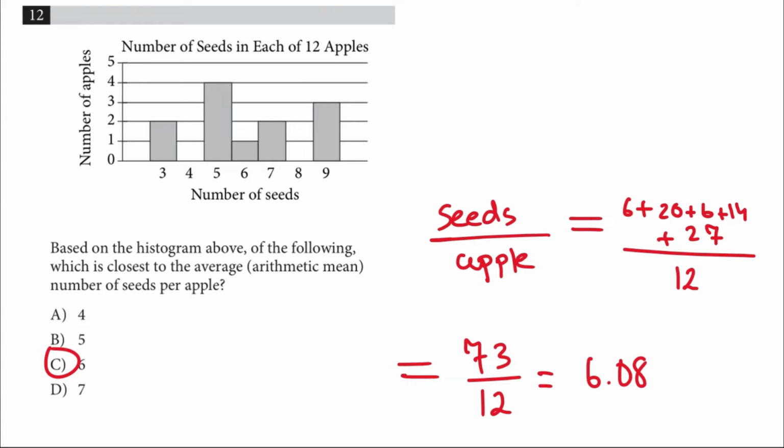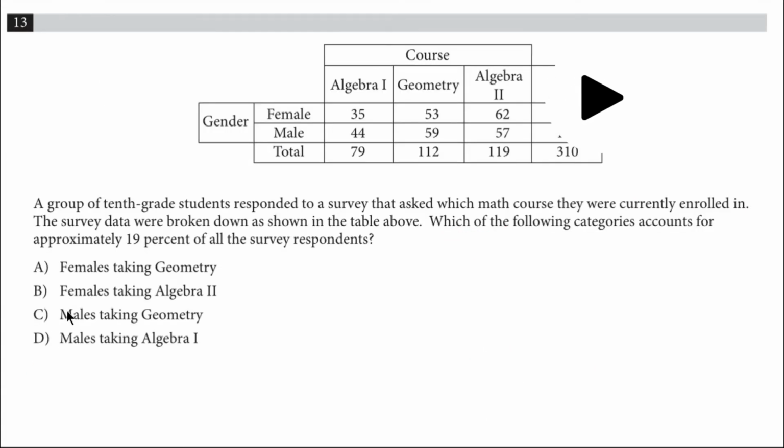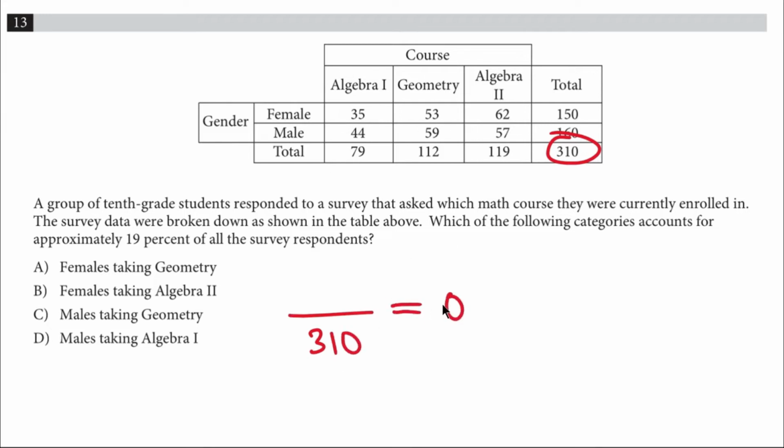Now let's move on to the next problem. A group of 10th grade students responded to a survey that asked which math course they were currently enrolled in. The survey data were broken down as shown in the table above, right here. Which of the following categories accounts for approximately 19% of all the survey respondents? 19%. So basically speaking, of all the people, which is 310 people, if we divide one of these groups, which one is going to give us 0.19? As a fraction it's going to be 0.19, but in percent it's going to be 19%. Well, this is exactly what they're asking for.